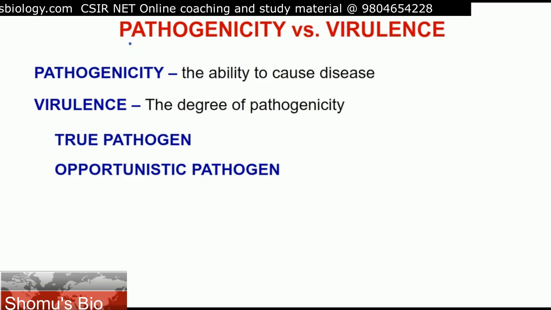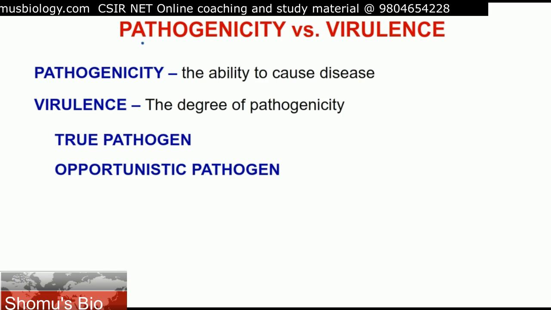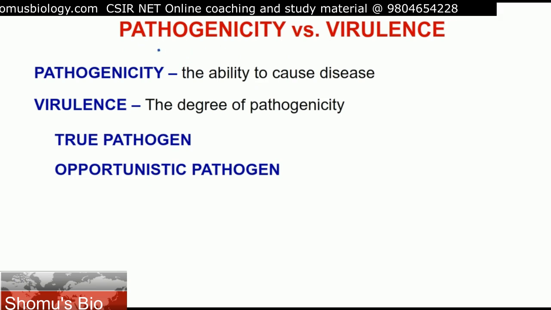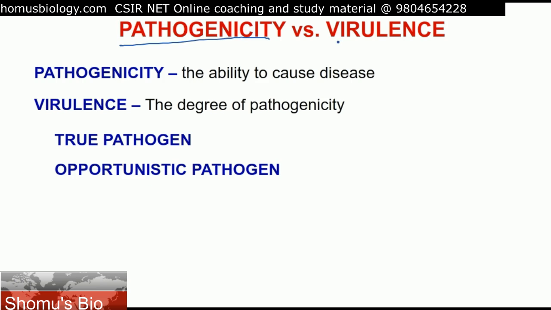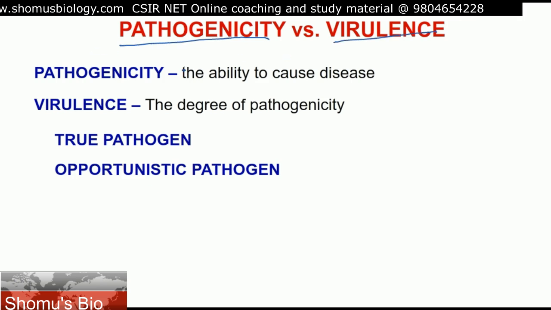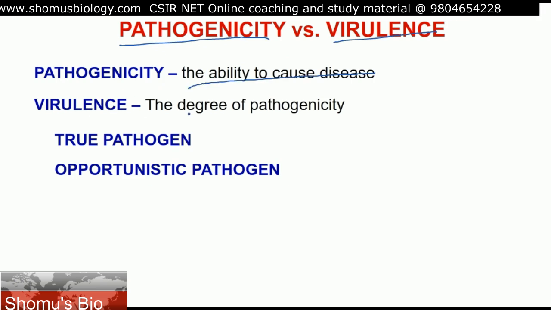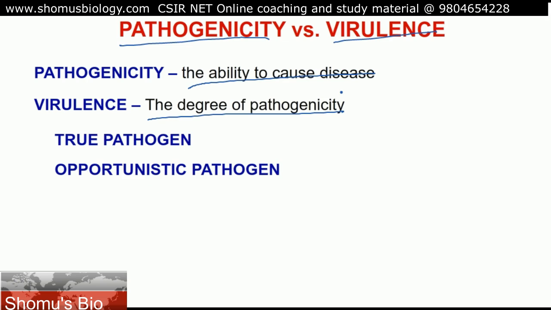Now, before starting the different parts of this host pathogen interaction, you also need to know a few terms: pathogenicity versus virulence, and what the differences are. Pathogenicity is the ability to cause disease, while virulence is the degree of pathogenicity. Got it?